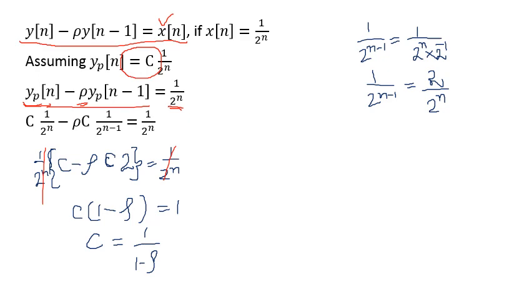Because now we have found the value of the coefficient C, replacing this in the original equation, we can see that y of p, or the particular solution of this discrete time difference equation, is y of n equals to 1 over 1 minus rho into 1 over 2 power n. So this is the particular solution for this difference equation.